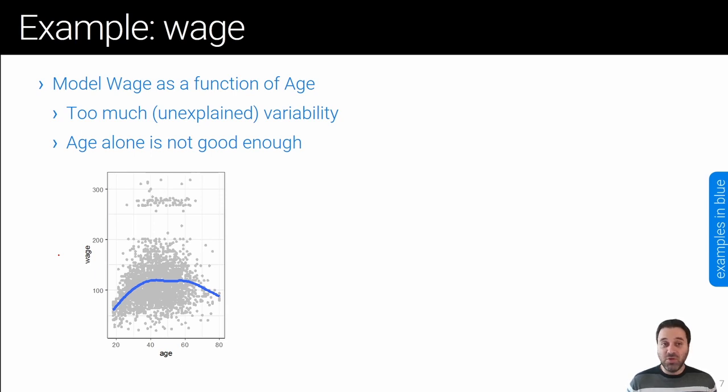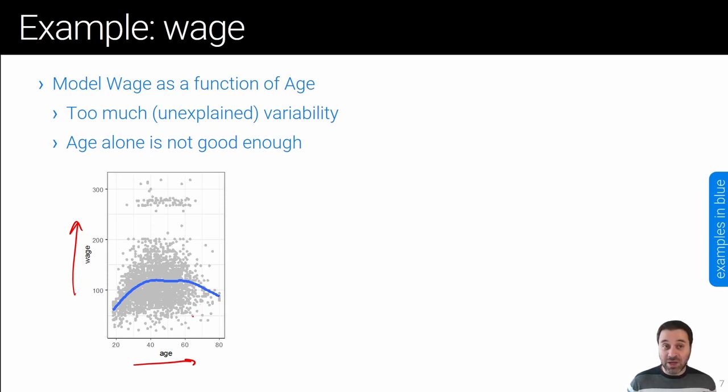Now, we know there's too much unexplained variability. If we look at the plot, here we have a scatter plot. Over the x-axis, we have the age. Over the y-axis, we have the wage. Every gray point here is an employee, and we see that there is a lot of variability.